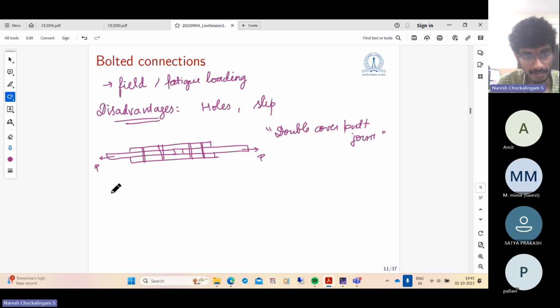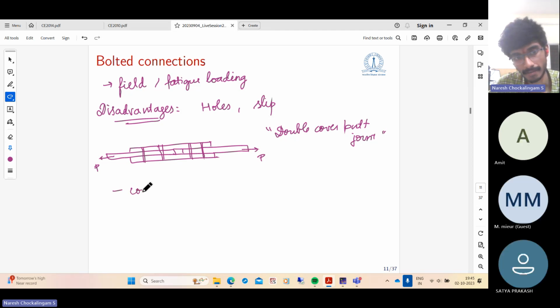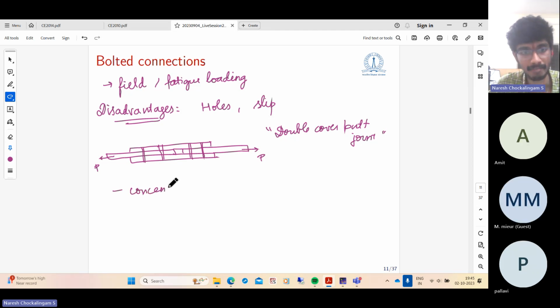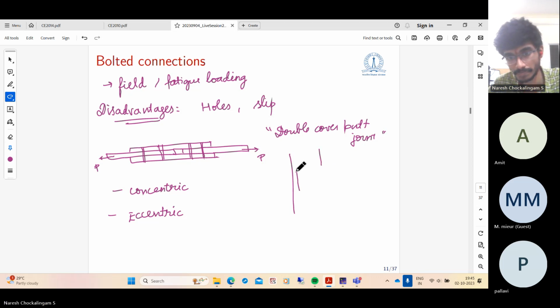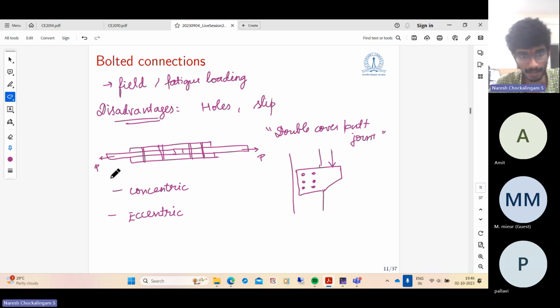So again, bolted connections. This is an example of a concentric connection, because the forces are concentric. They act along the same line. We can also have eccentric bolted connections, as in the case of welds. Where do eccentric bolted connections occur? Similar application: you can have a bracket supporting some load from the beam. The bracket is bolted to the face or flange of the column instead of being welded. So this is an eccentric in-plane bolted connection.